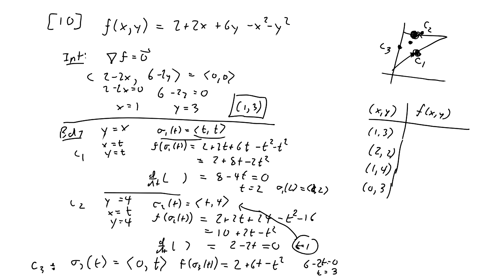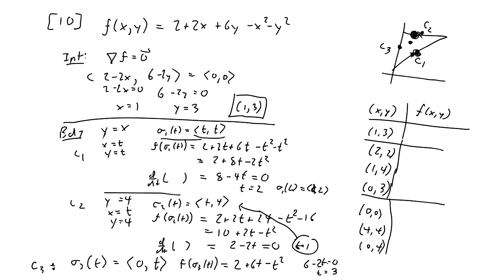So the point 1, 3 was my interior critical point, and the points 2, 2, 1, 4, and 0, 3 are my boundary critical points. And then finally, I have to add on to the list my 3 vertices, which are 0, 0, 4, 4, and 0, 4. And at this point, you just take all of these numbers, plug them into the original function, and then we have to pick up the largest and the smallest values.